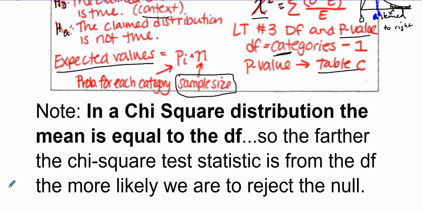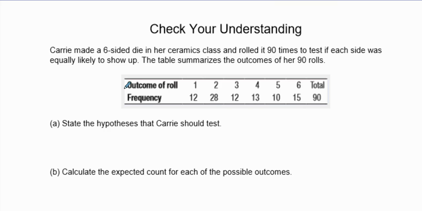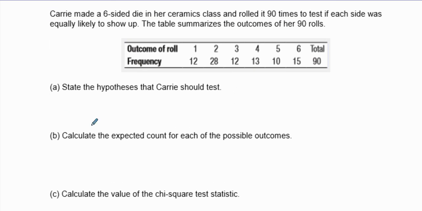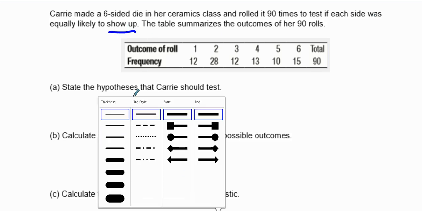All right, so let's go through an example right here of doing this. We have check our understanding, and if you want to try this on your own, you can. Then we're going to have 3 questions. Carrie made a 6-sided die in a ceramics class and rolled it 90 times to tell if each side was equally likely to show up. So she's trying to figure out, is it a fair die?